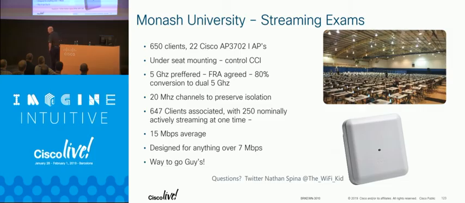They did. They used FRA for it. It calculated correctly. They shoved everything under the table, 647 clients, and they maintained their SLAs easily. Bottom of that has got Nathan's Twitter handle. If you guys have a similar situation, give him a call.